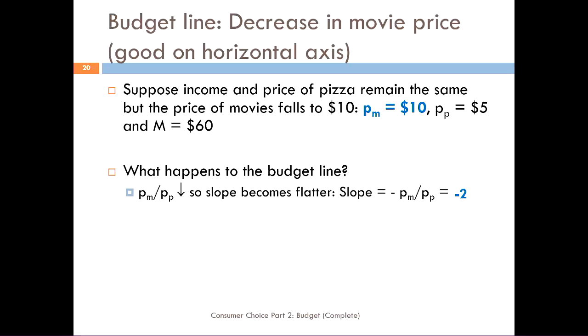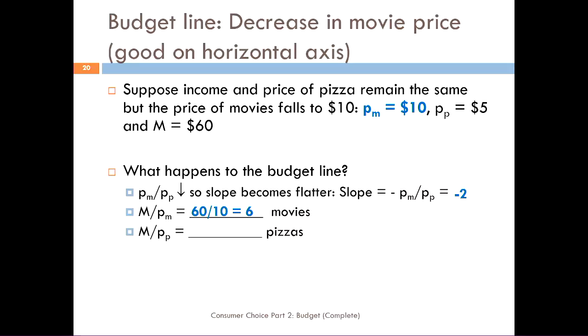So now we do have a change in the slope when you change your price, as long as both prices don't change, they don't both double or increase by the same percent or decrease by the same percent. What about the intercepts? If you spend all your money on movies, how many movies could you buy? Well, you have $60, movies cost $10, so you could buy 6 movies. So notice that the horizontal intercept has increased. It was 4 before, and now it's 6.